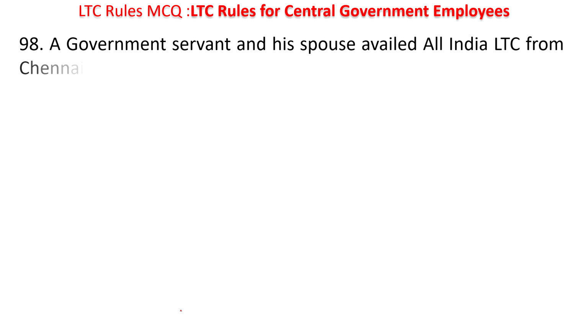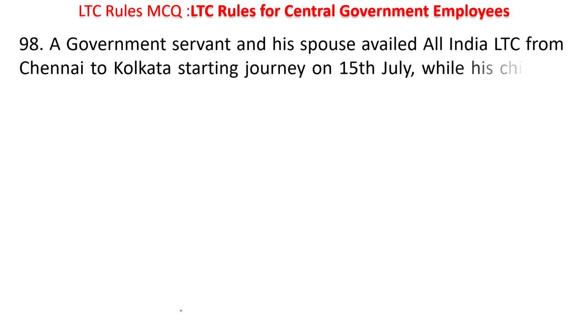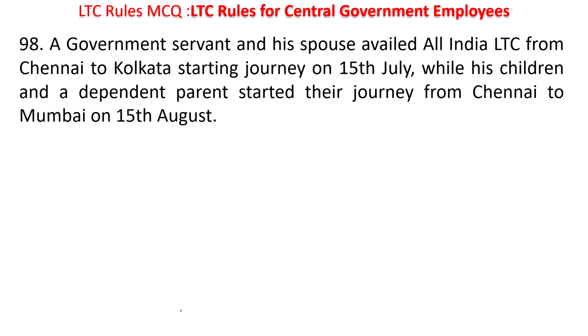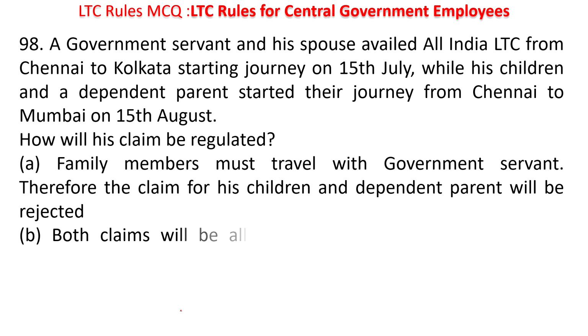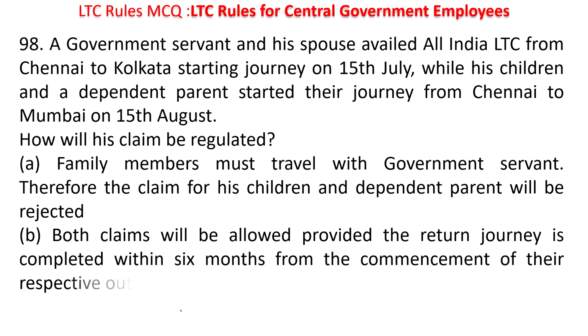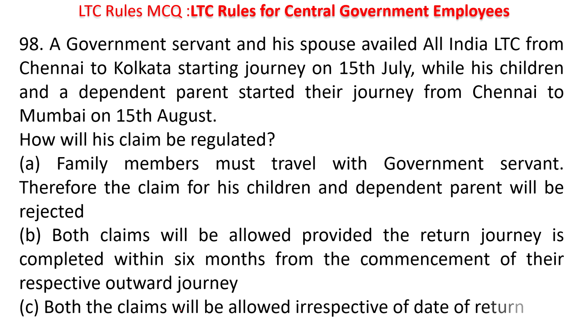Next question. A government servant and his spouse availed All India LTC from Chennai to Kolkata, starting the journey on 15th July, while his children and dependent parents started their journey from Chennai to Mumbai on 15th August. How will his claim be regulated? Family members must travel with the government servant, therefore the claim for his children and dependent parents will be rejected. Both claims will be allowed provided the return journey is completed within 6 months from the commencement of their respective outward journey. Both claims will be allowed irrespective of the date of return. Both the claims will be rejected. Your time starts now. Please post your answer in the comment section.